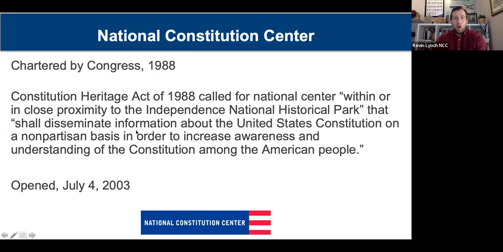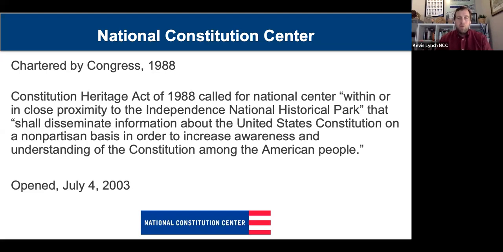So about us, we were chartered by Congress in 1988, right after the bicentennial. Everyone was having conversations about the Constitution and people thought this was a good thing. There should be a dedicated place close to Independence Hall where people can come and have discussions about the Constitution. And that's our mission statement. First part, to be near Independence Hall, check. We opened our doors in 2003.